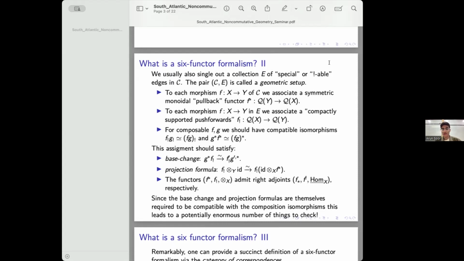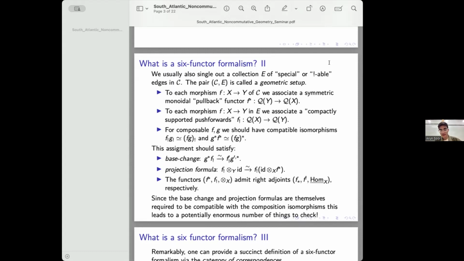So what do we require? For instance, if I have an arbitrary morphism in C, I have to be able to associate a symmetric monoidal pullback functor, which we call f upper star. That's a contravariant association. For instance, continuing with the example of quasi-coherent sheaves, if you have a morphism between affine spaces, this is given by tensoring.